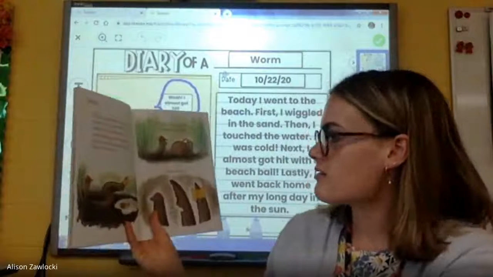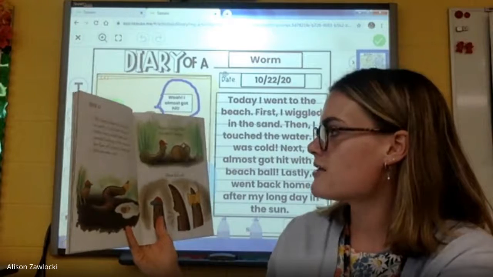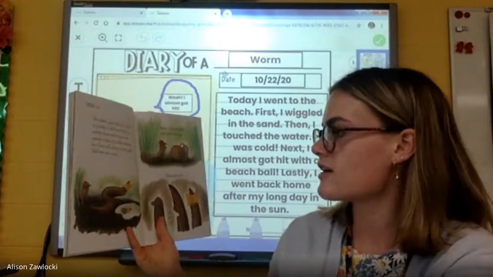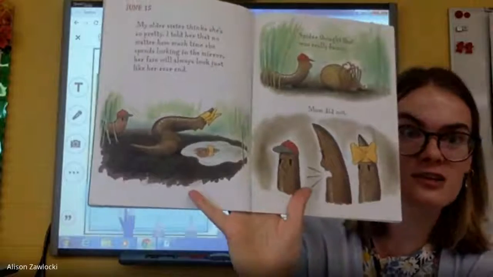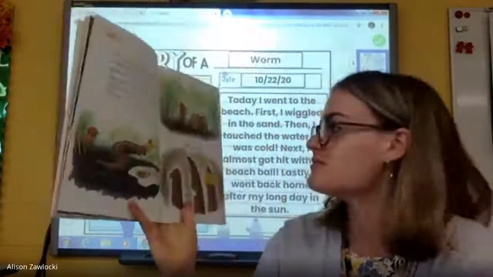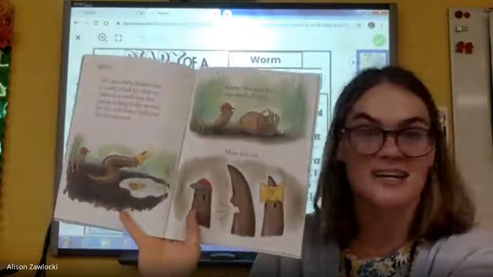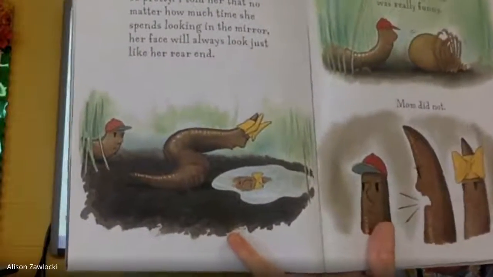June 15th. My older sister thinks she's so pretty. I told her that no matter how much time she spends looking in that mirror, her face will always look like her rear end. Oh my goodness. It's true for a worm, though. Their head looks the same as their tail, doesn't it? Spider thought that was really funny. Mom did not. And what is she looking in? She's not looking in a mirror. She's looking in a puddle, isn't she?